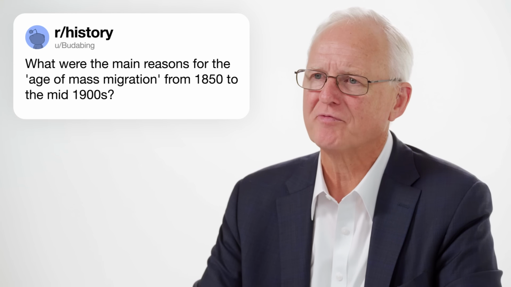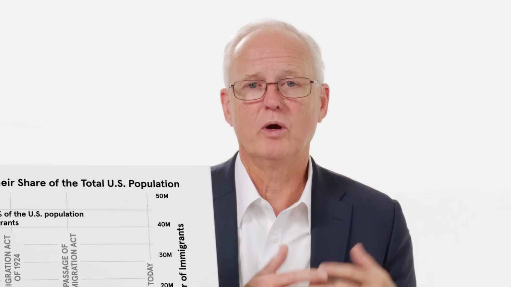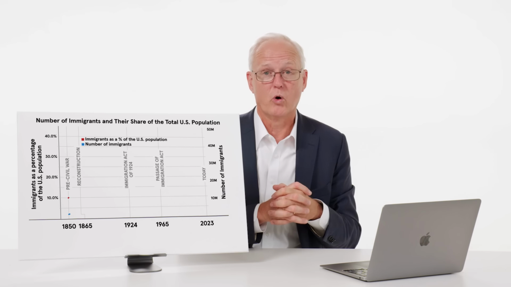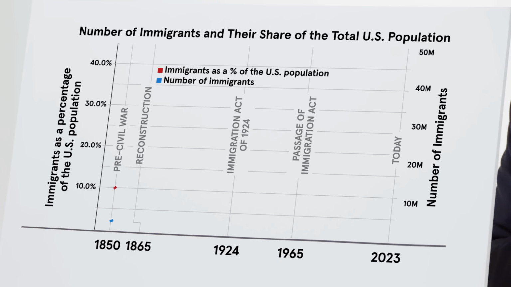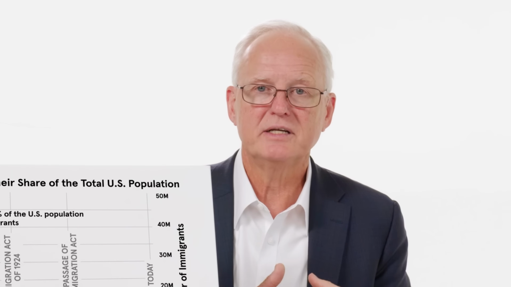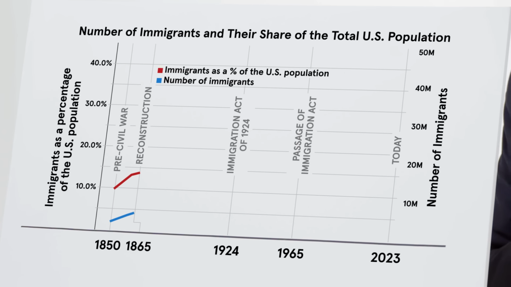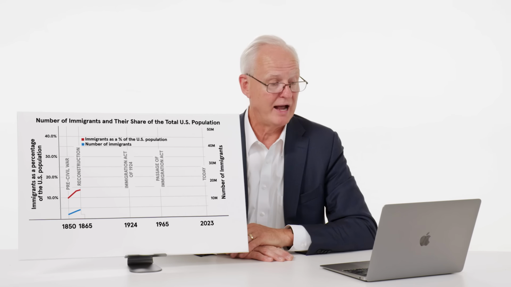This question from Buddha Bing. What were the main reasons for the age of mass migration from 1850 to the mid-1900s? And we can answer it with this chart. In 1850, we were coming up on the Civil War in the United States. At the time, there were approximately 2.4 million immigrants in the United States, 10% of the US population. Starting in 1865, shortly after the Civil War, our population increased to more than 15% of immigration, doubling during that time frame in actual population.